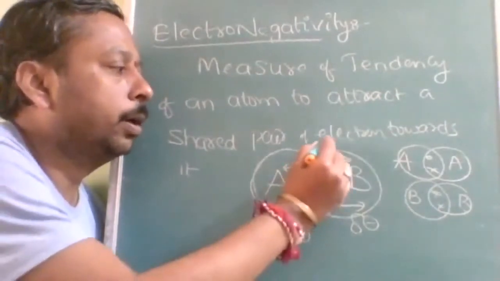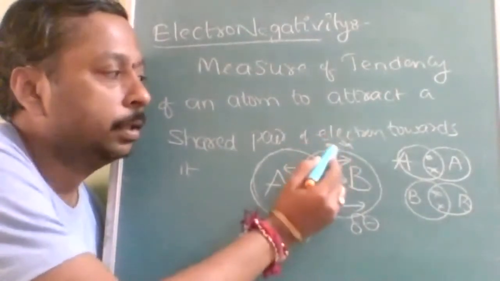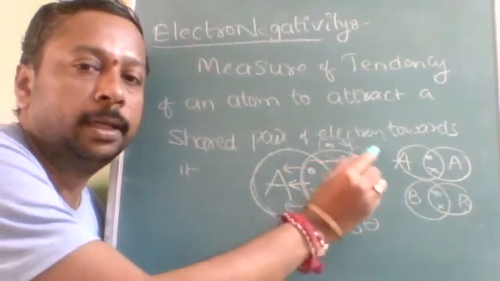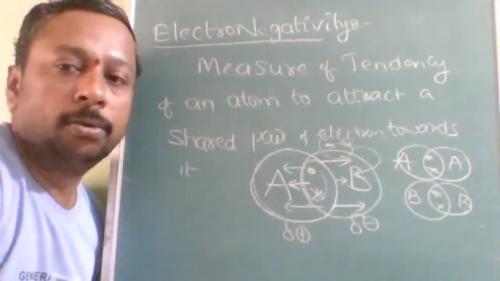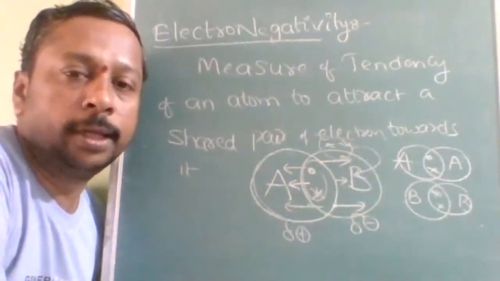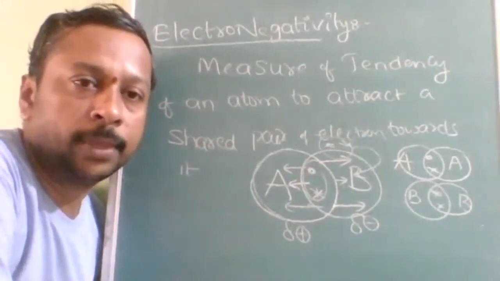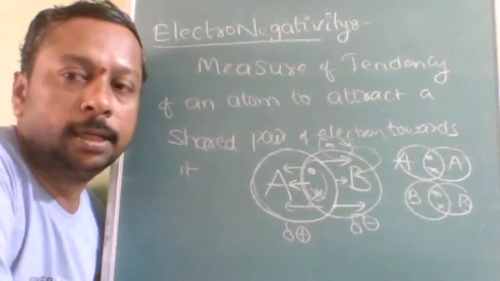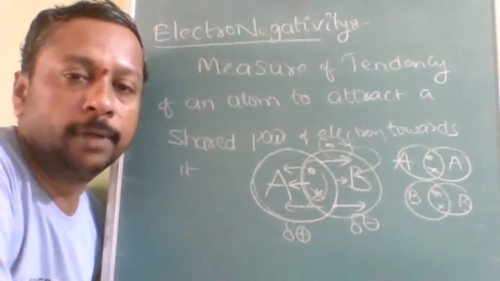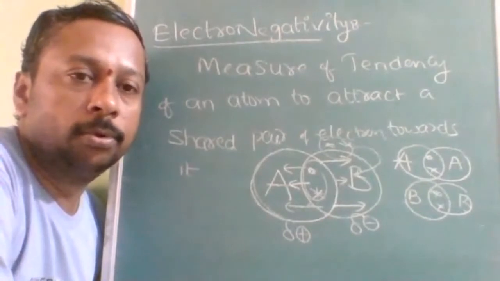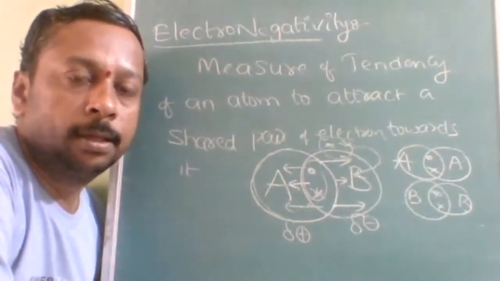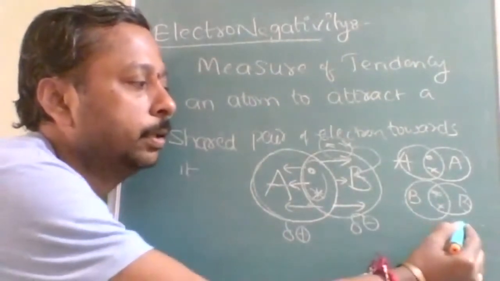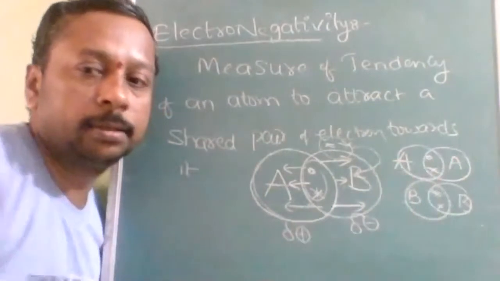Pulling of what? Of the shared pair of electrons, not the lone pair of electrons. Let us take these electrons as a lone pair. These electrons are solely owned by B only. No other atom has the right to share these electrons. That's why they are called unshared electrons or lone pair of electrons. Only the shared pair of electrons has both atoms' rights. So here there is no charge.